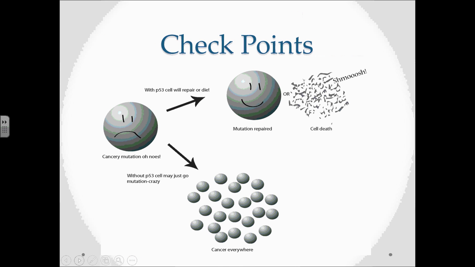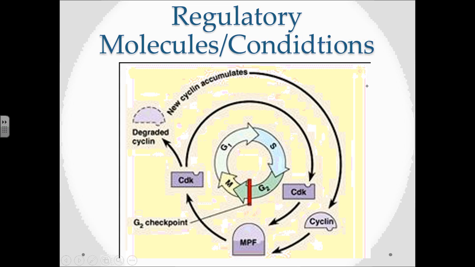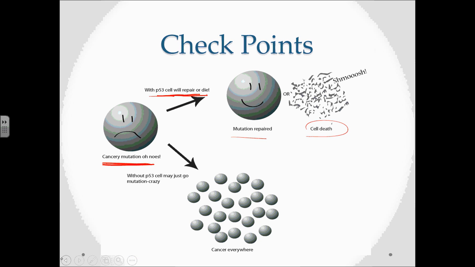Okay. So checkpoints, this is kind of showing you what's going to happen. So we've got a cancering mutation, something that's not right in the DNA. With a P53 cell, it will either repair it, or the cell will die, or it could go into G0, and everything's happy. Maybe it's repaired or the cell dies, whatever the case is, it's not going to make more of them. Unfortunately, without that P53, the cell may go mutation crazy, make more mutations, and then make more copies of the cell that have the mutations, and then that leads to a tumor.